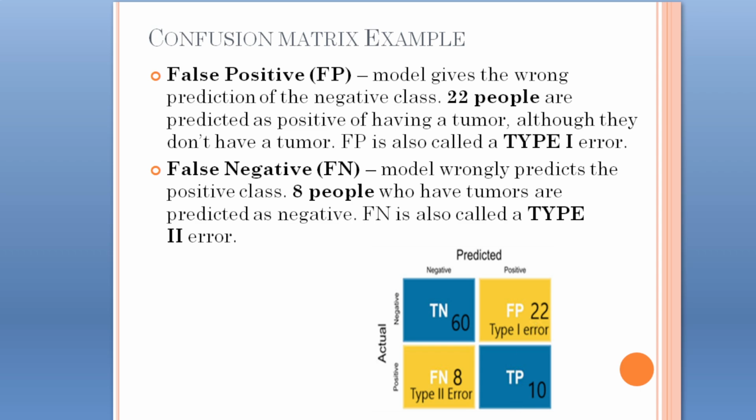Next is false negative. False negative means that the model wrongly predicts the negative class. In actual, the class is positive, but the model is predicting them as negative. So this is called false negative. We have 8 people who have tumors but are predicted as negative. That means the prediction is negative, but the actual is positive. This is also called type 2 error, and false positive is called type 1 error.